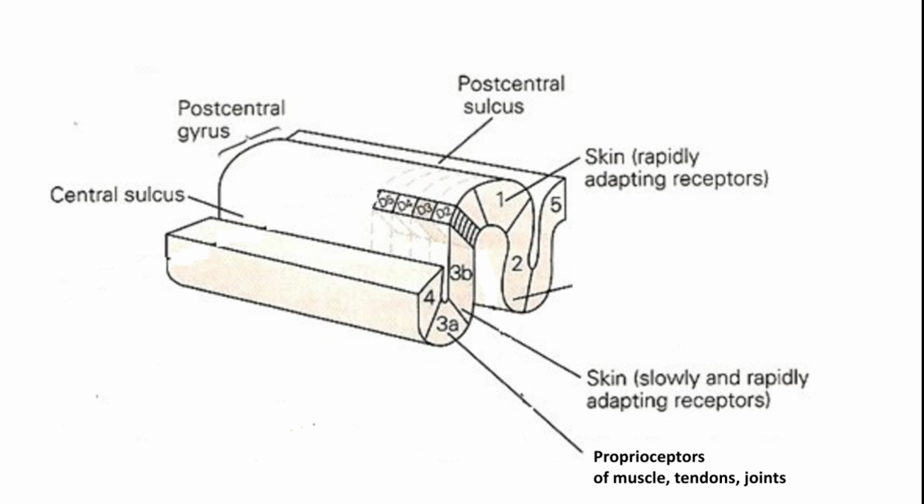Then we have area 1, and this area 1 receives impulses from rapidly adapting skin receptors, and it also receives information about the texture of the objects.